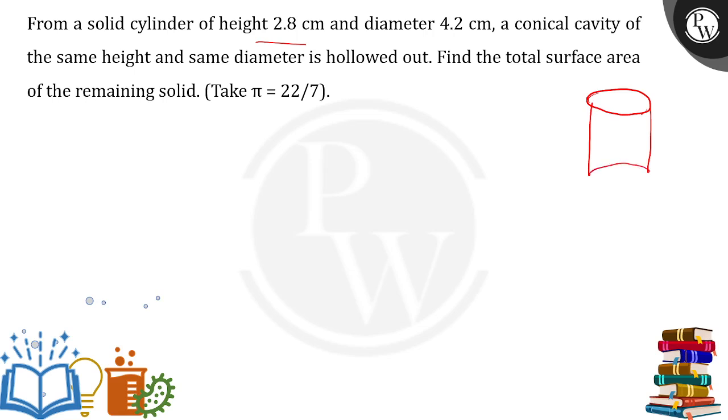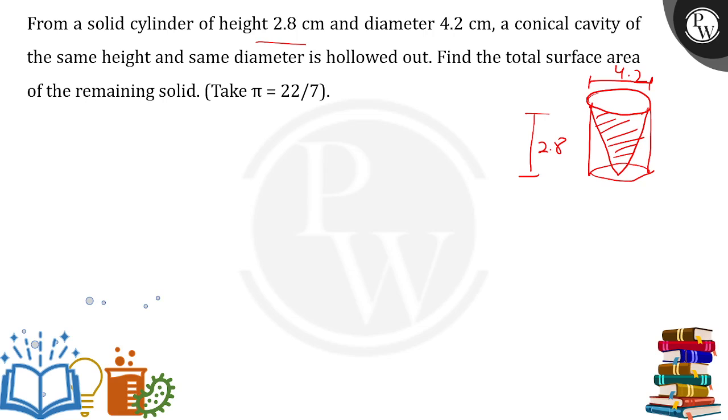This is a cylinder. From the cylinder, they have just carved out a cone. They have carved out a cavity, that is a cone. So the cone would be something like this, going something like this. So this much of the thing is out of the cylinder. Now the height is given to you as 2.8, and the diameter is 4.2. So now you can find the total surface area of the remaining solid.